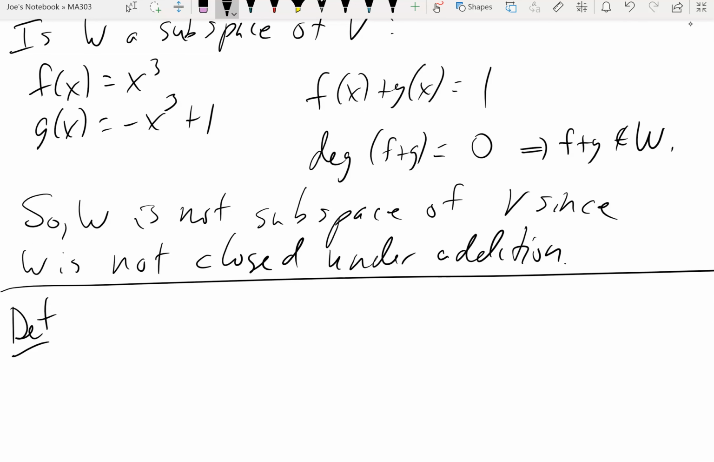Is this a different section? It's in the same section. It's still in 5.2. Okay. It's a good question, though. It seems like I'm going on to a new section, but I'm not. This is the same section.